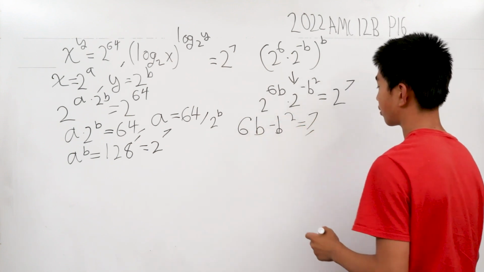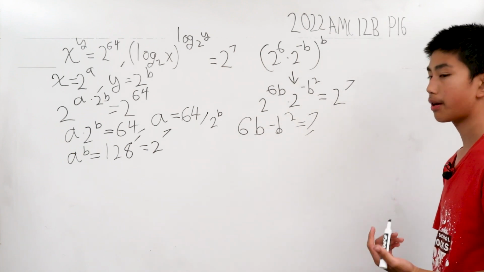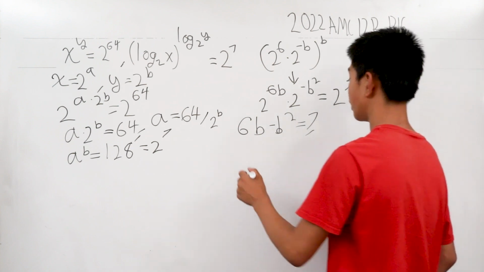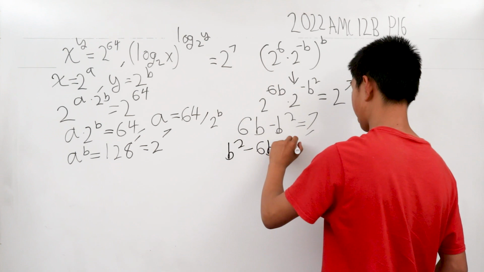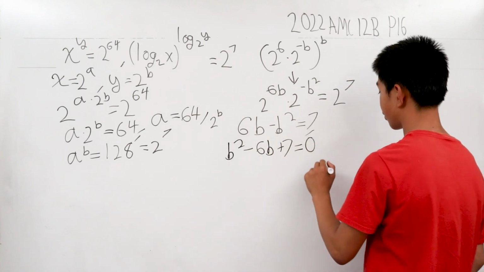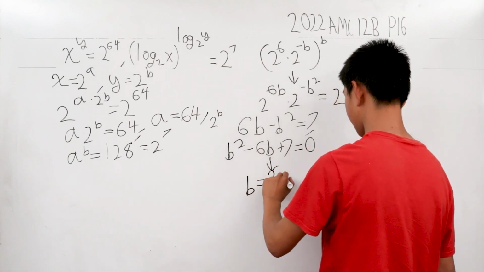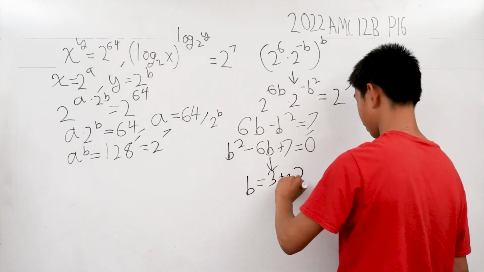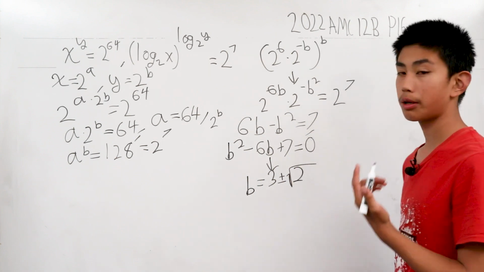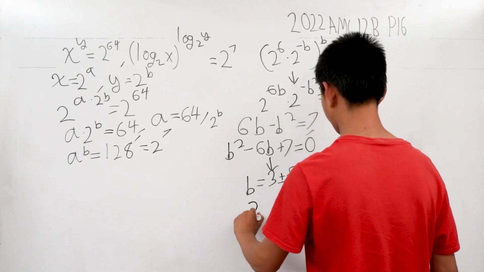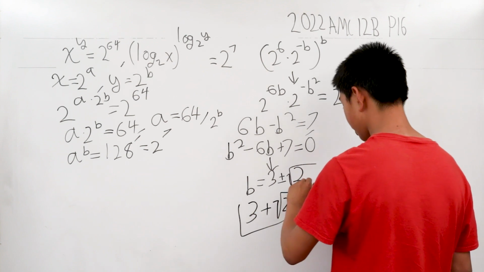This becomes a quadratic where you subtract 7 from both sides and then multiply by negative 1 to make it easier to solve. This is b squared minus 6b plus 7 equals 0. Solving this quadratic, we get that b is equal to 3 plus or minus the square root of 2. Since we want the maximum value of b, or log base 2 of y in this problem, our answer is going to be 3 plus the square root of 2.